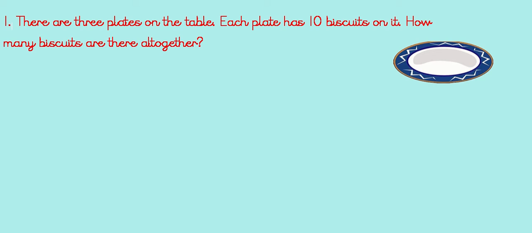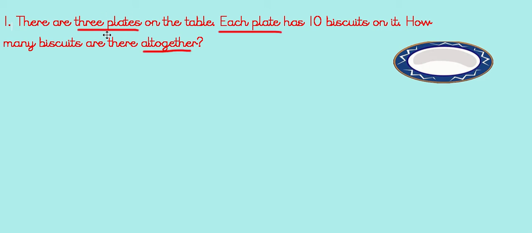The first question, let's read it together. There are 3 plates on the table. Each plate has 10 biscuits on it. How many biscuits are there altogether? Now, have you found any clues to tell us it's going to be multiplication?